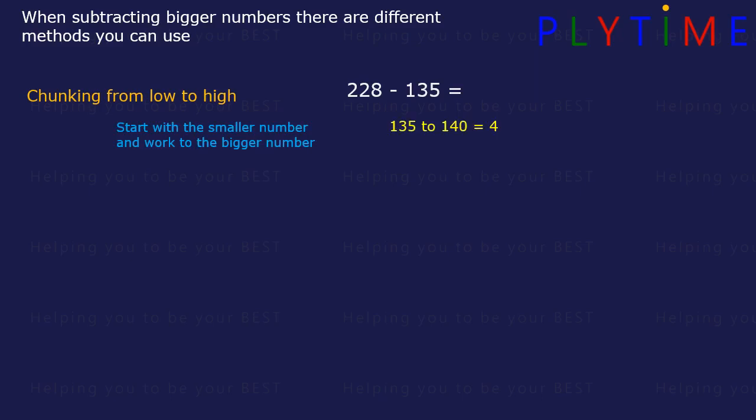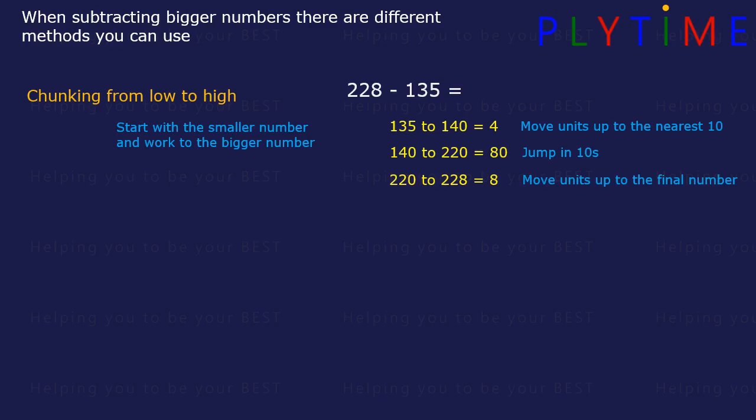135 to 140, that's the next 10, equals 4. Then we move from 140 to 220 in jumps of 10. This is 80. Now to get from 220 in units to our final number, 228 equals 8. Now we need to add them all together. 4 plus 8 plus 80 equals 92.